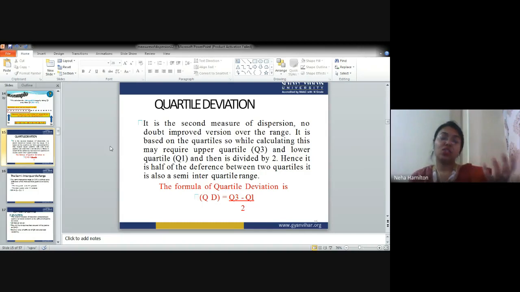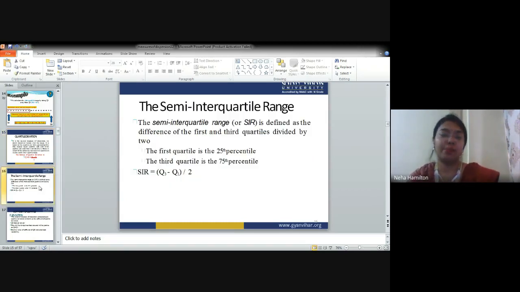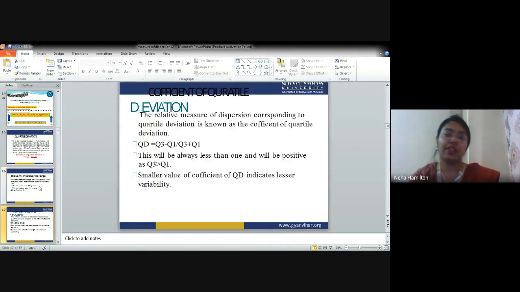So from the range, it is a slightly improved version in which you are taking the formula of interquartile range and then dividing it by 2, right? So it is half of the difference between the two quartiles. This can be called the semi-interquartile range. Semi-interquartile range is a bit better, one step ahead of the range, and gives you a better response. That is Q3 minus Q1 divided by 2.